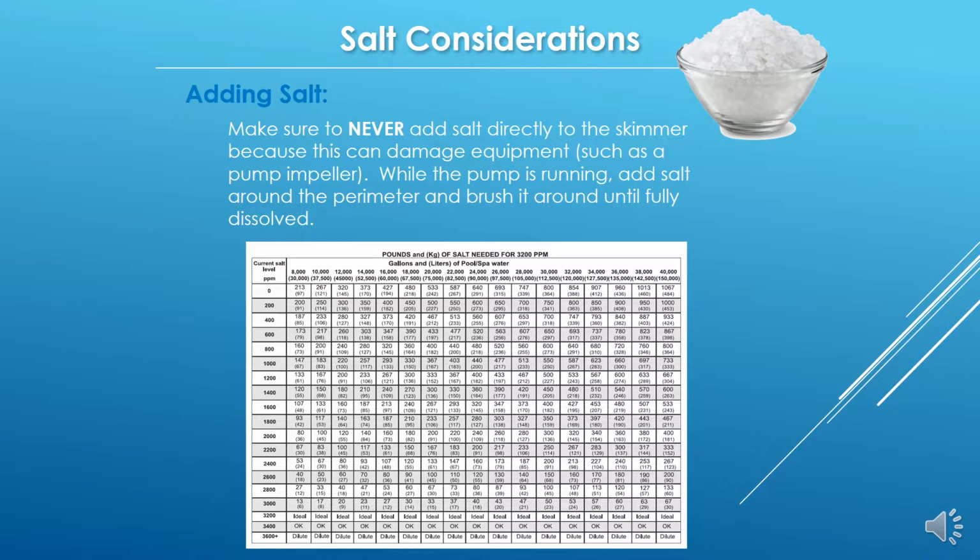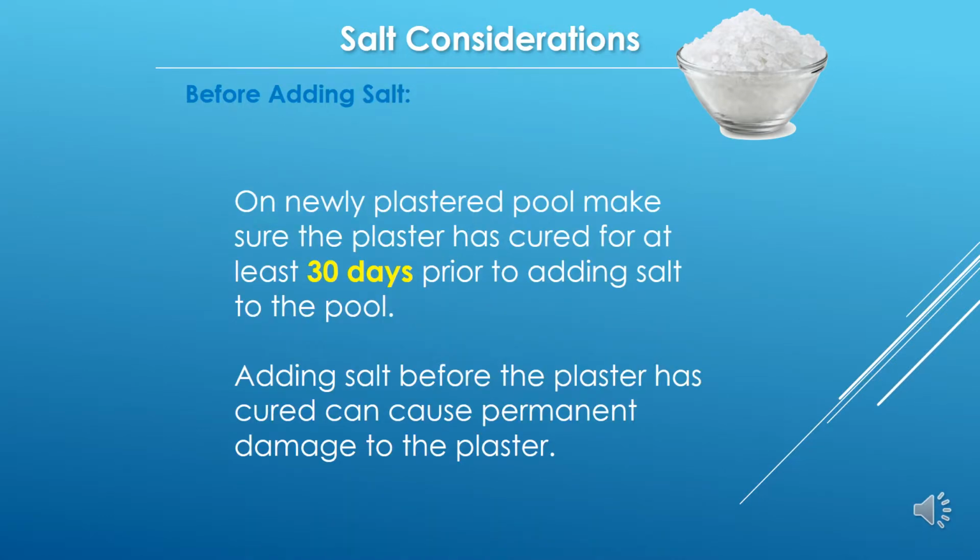Find your current salt level over on the left and line it up with the amount of gallons of water you have in the pool, and that'll tell you the additional pounds of salt that you need to reach 3,200 parts per million. On new plastered pools, be sure the plaster has cured for at least 30 days prior to adding any salt to the pool. Adding salt before the plaster has cured can cause permanent damage to the plaster.